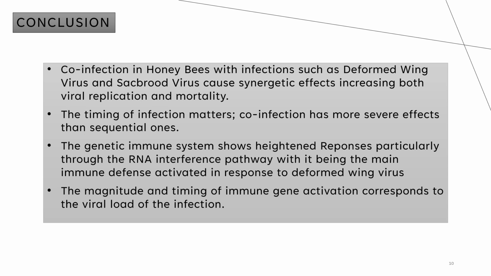One conclusion is that co-infection in honeybees with infections such as deformed wing virus and sac brood virus cause synergistic effects, increasing both viral replication and mortality. The timing of infection also matters. Co-infection has more severe effects than sequential ones. The gene immune system shows heightened responses, particularly through the RNA interference pathway, with it being the main immune defense activated in response to deformed wing virus. The magnitude and timing of an immune gene activation corresponds to the viral load of the infection.